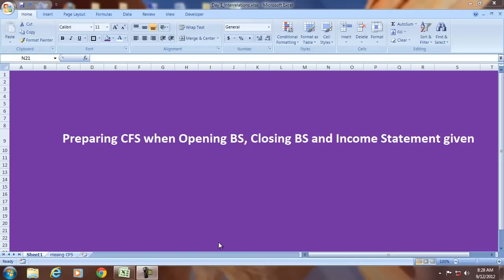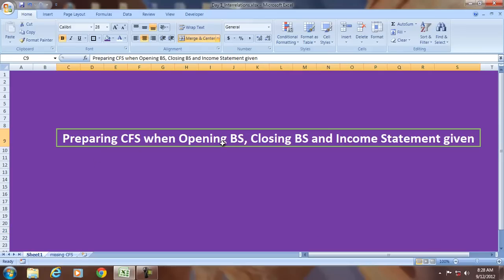Hello and welcome to our discussion on the cash flow statement. In this session, we will see that the opening balance sheet is given, the closing balance sheet is given, and an income statement is given. How do we prepare the cash flow statement?